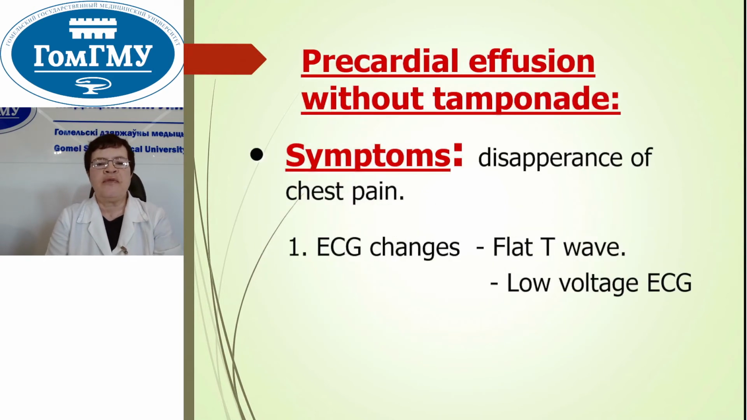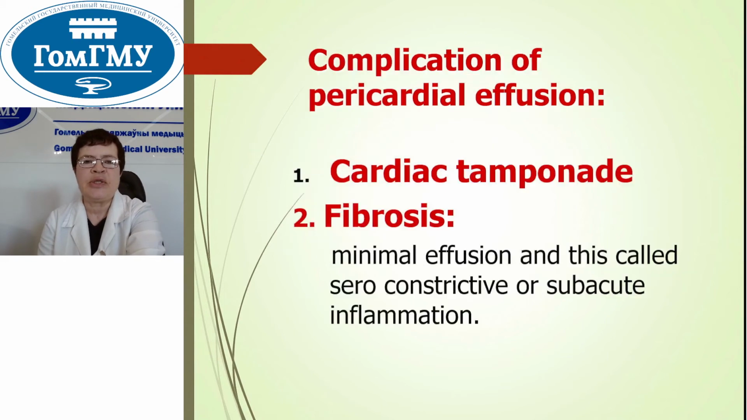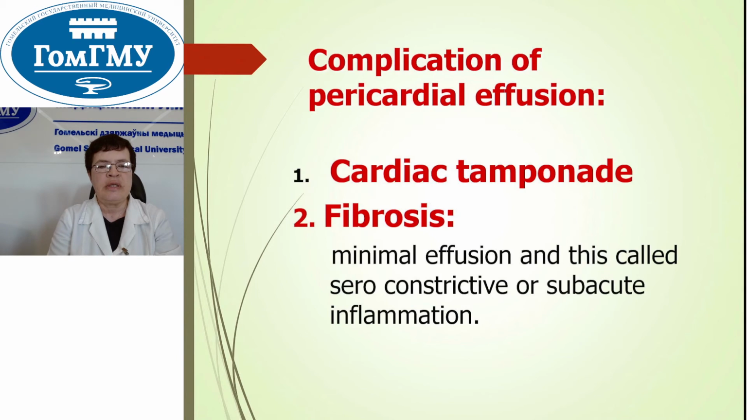A pericardial effusion without tamponade. The symptoms in this case are disappearance of chest pain, ECG changes, flat T wave, low voltage ECG. Complications of pericardial effusion: cardiac tamponade and fibrosis. With minimal effusion, this is called seroconstructive or subacute inflammation.